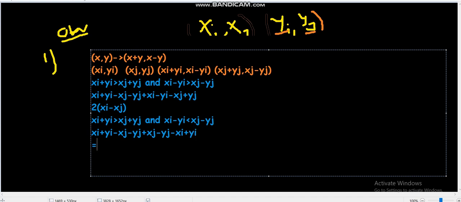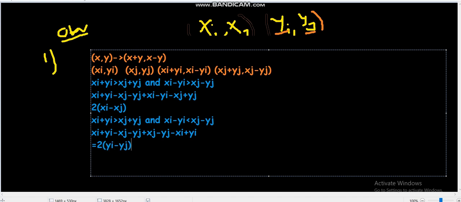Now this xi and xi will get cancelled. This yi and yi will get 2 into yi, 2 yi. Now this xj and xj will get cancelled, and now this yj and yj will be minus yj. So this will be nothing but 2 into yi minus yj.